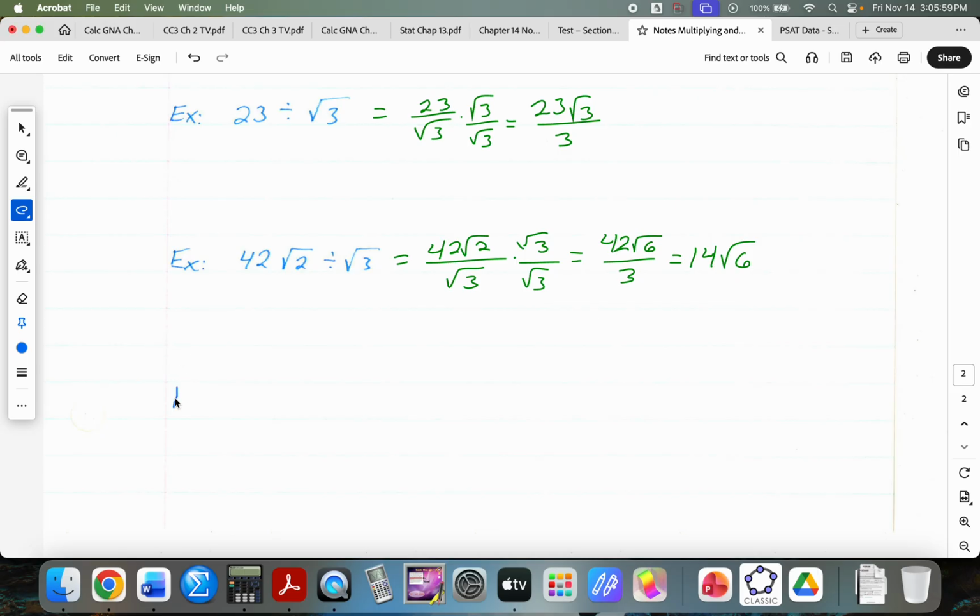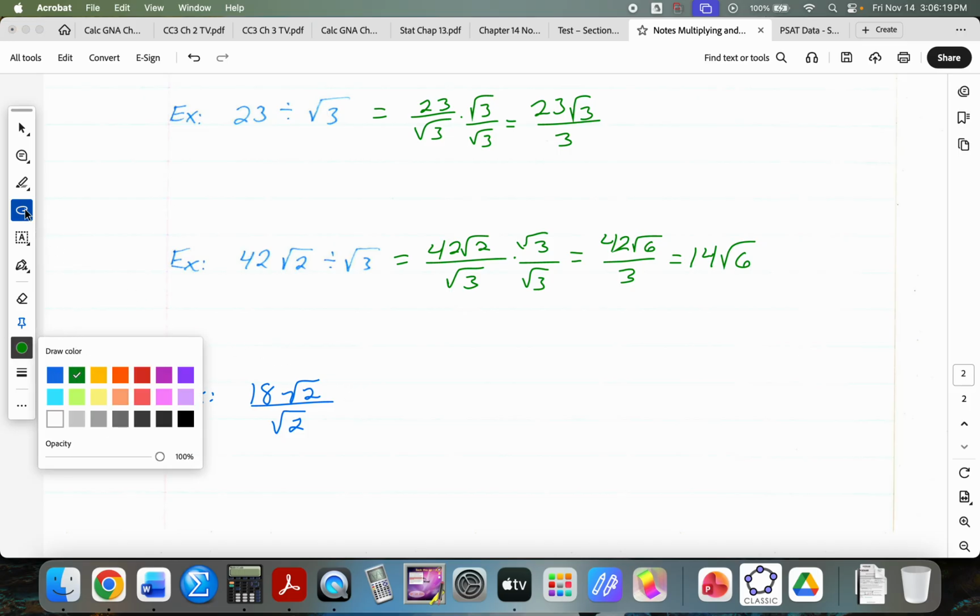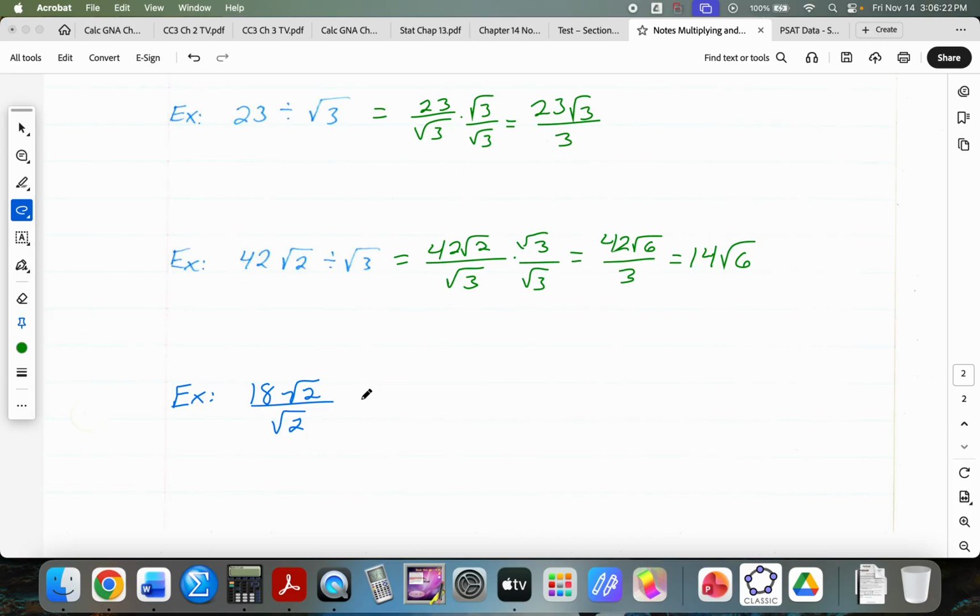One last example. 18 square roots of 2 divided by the square root of 2. So what am I going to do? Cancel them out, thank you. Right? Because the square root of 2 divided by the square root of 2 is 1. So that's 18. Don't forget about the easy ones.